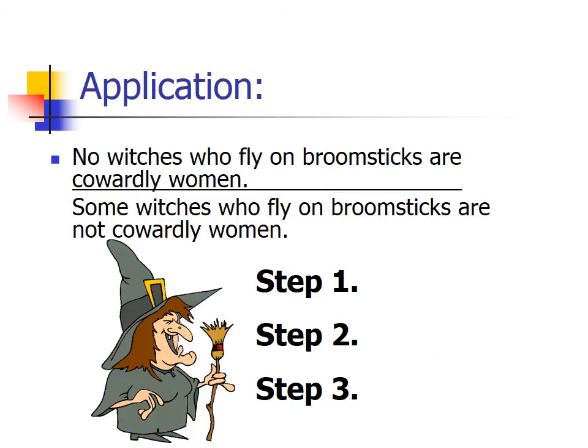Or try this. No witches who fly on broomsticks are cowardly women. Does it follow that some witches who fly on broomsticks are not cowardly women? Well, here we have a move from an E sentence to an O sentence. And of course, step number one, Boole's square will not justify that. By way of contrast, Aristotle's square, step two, will justify it. Are there any witches out there? Let me add the caveat. Ones who actually fly on broomsticks. The answer to that question is absolutely no.